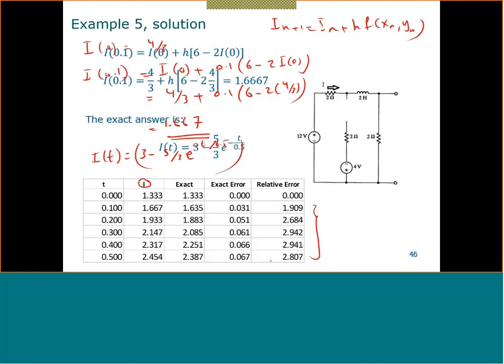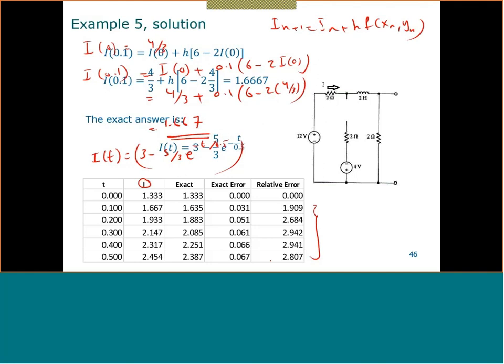Someone may ask, but in a previous example, the error was like 16% when we use the Euler method. Yes, it depends on the nature of the equation. Sometimes the nature of the equation does not deviate too much from the Euler method, and sometimes it does. It depends on how abrupt the change in the function is as we proceed with the dependent variable, which in this case is the time.